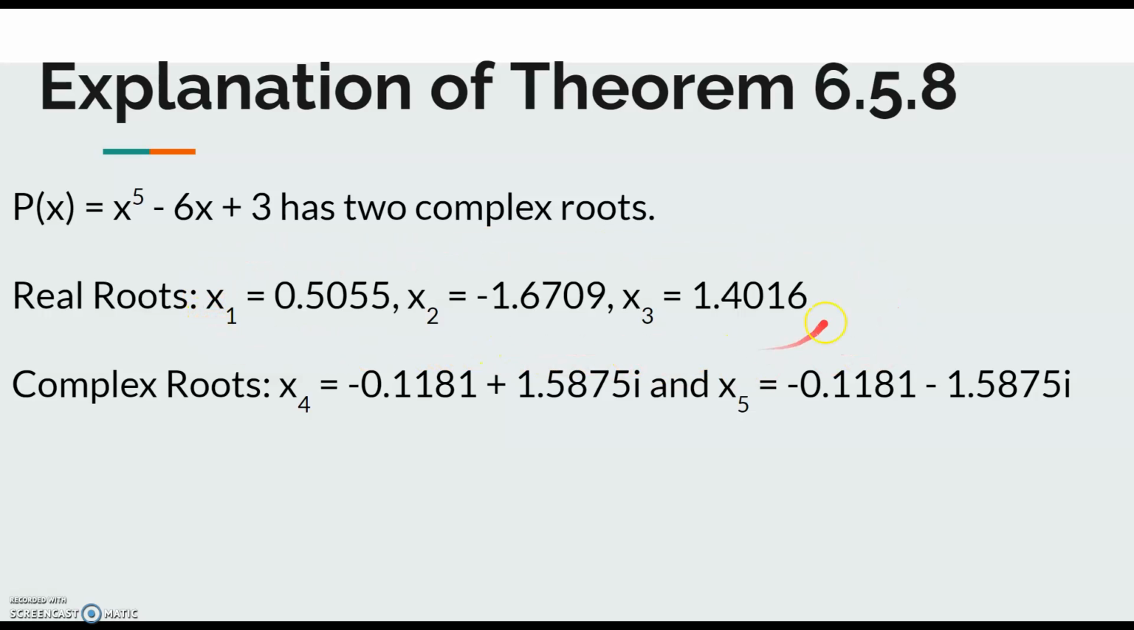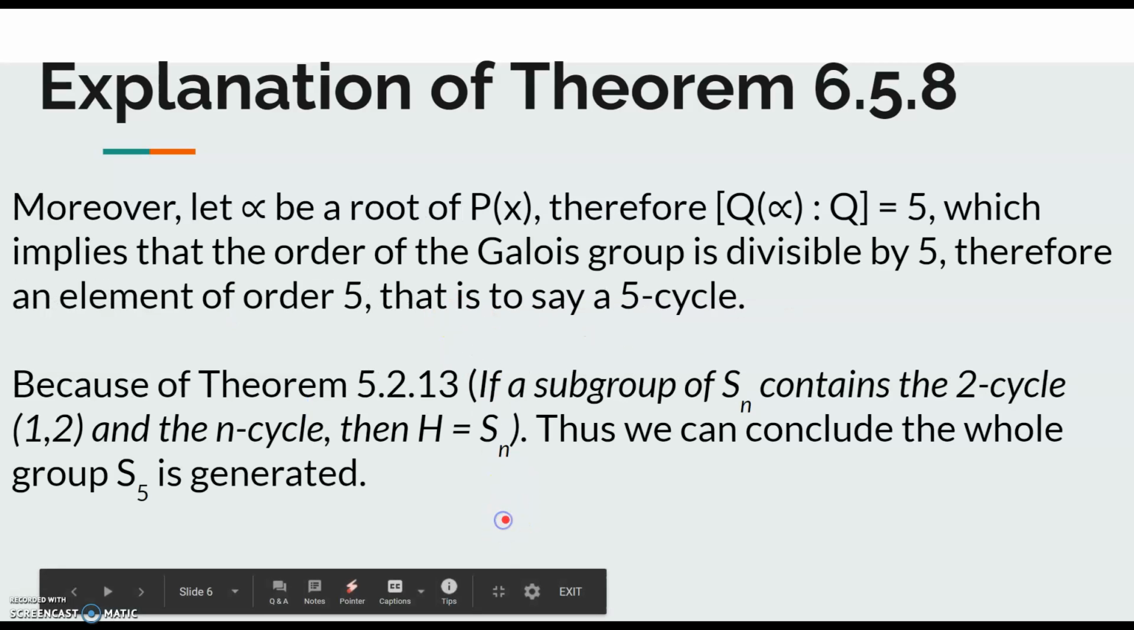Here were my 3 real roots, which left my complex roots as a pair of conjugates: negative 0.1181 plus 1.5875i, and then the second complex root was negative 0.1181 minus 1.5875i. And the proof states, and we can clearly see it here based on how these complex roots are written, that these 2 complex roots correspond via conjugation. And this tells us that the Galois group of this polynomial must contain a 2-cycle.